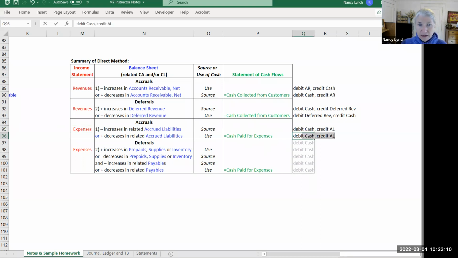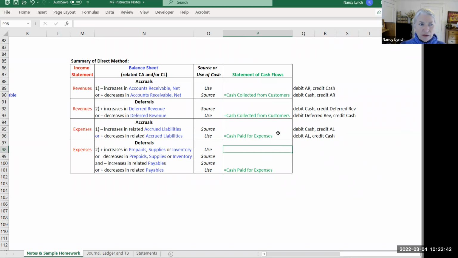If my accrued liabilities went down, that means I not only paid for my expenses, but I paid even more. It takes cash to reduce those liabilities. So that's a use of cash. So in this case, I have not just my expense, I also paid even more cash to reduce these liabilities. All right, deferrals, the opposite. They're a little more involved. Prepaids are pretty straightforward, so let's use that one.